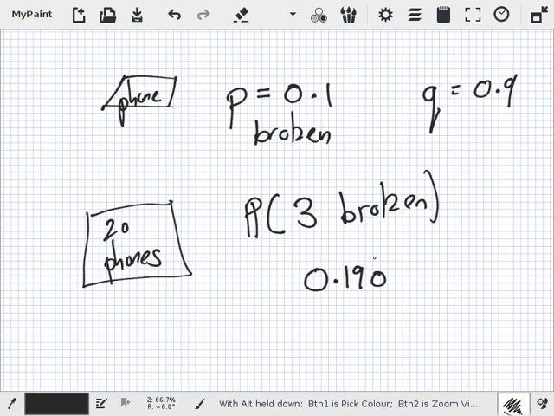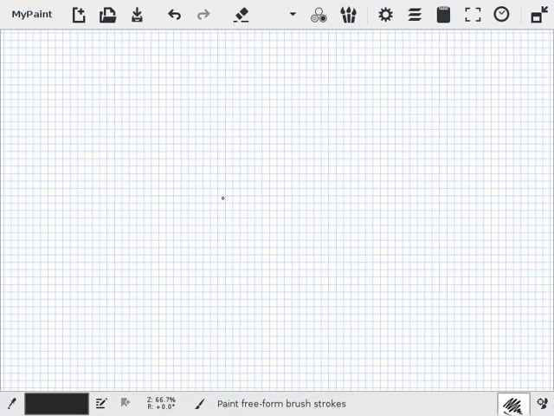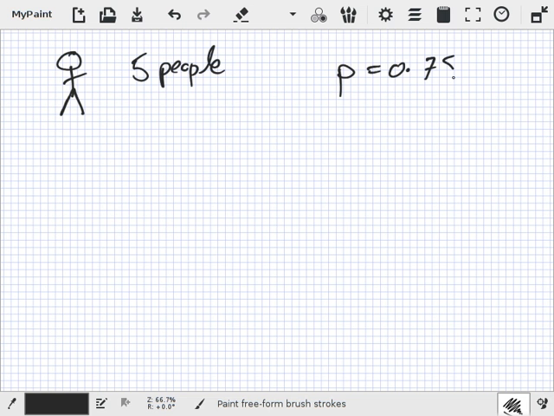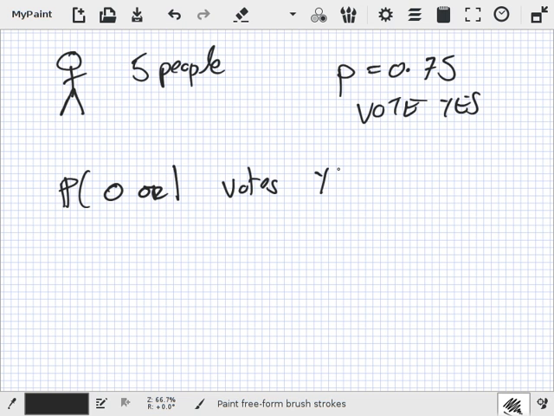Okay, let's do a harder one now. Harder, this is easy for babies. So let's say again, we're back to our 5 people, and the probability that they vote yes is 0.75. This time I want the probability that 0 or 1 votes yes. Now that's a little bit different.